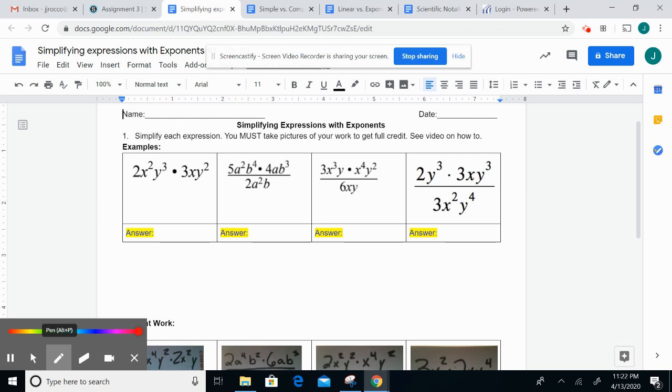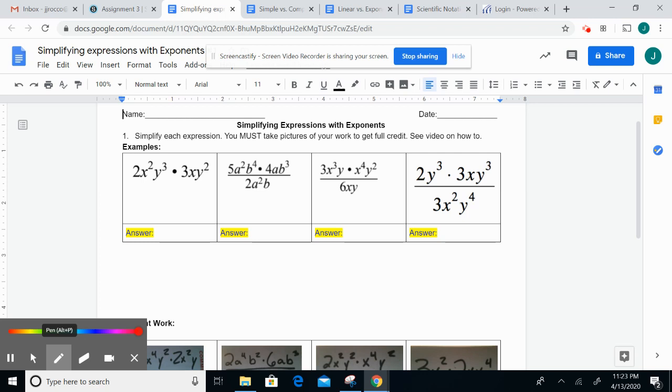Not all problems. Like the first one, you see there's no division, there's no fraction, and there's no real set way to do these. I'm going to give you as many methods as I can. The way that I look at it hopefully will help. There are plenty of videos online as well. If you just look up simplifying expressions with exponents, I promise you, you will find what you need to complete this. Hopefully this is enough though.